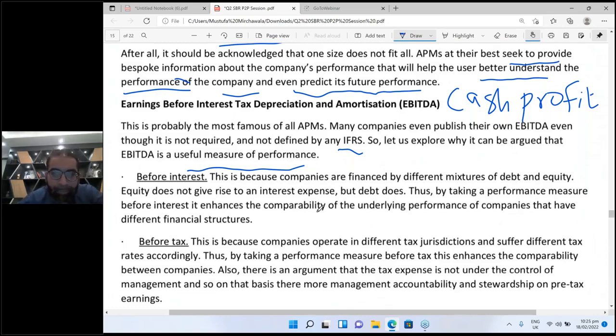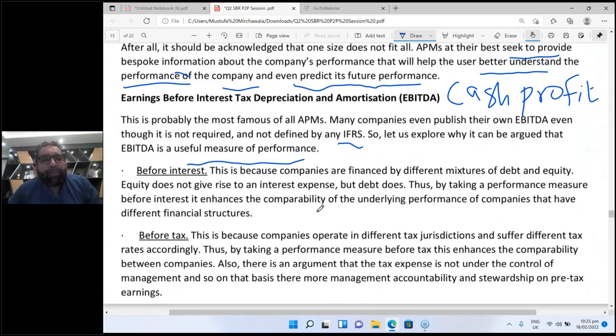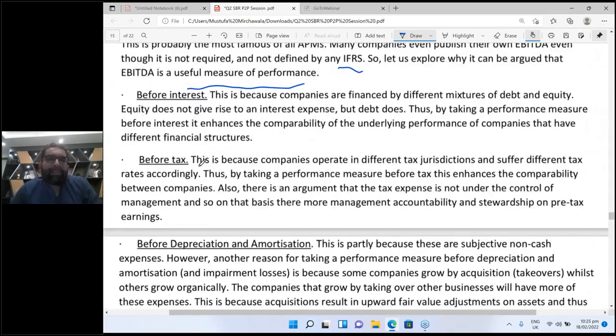Now, before tax, why? See, earning before interest and tax as well. Why before tax? Simple logic. There is a possibility that these two companies belong to two different cities, two different countries, so there may be a different tax rate. At one position the tax rate is 10%, at the other end the tax rate is 30%. So again, this comparison is not like with like, because tax rate is not in the control of management.